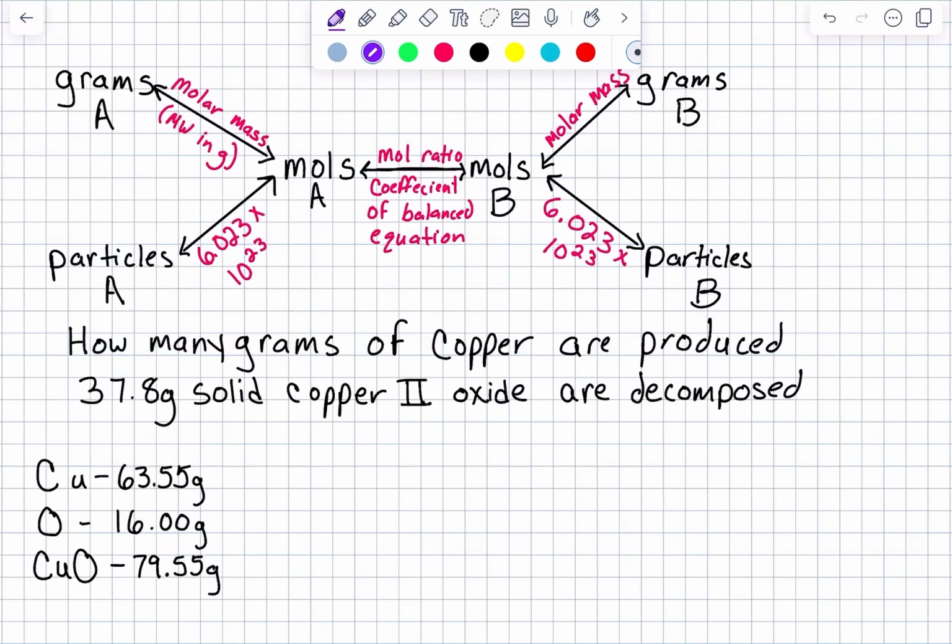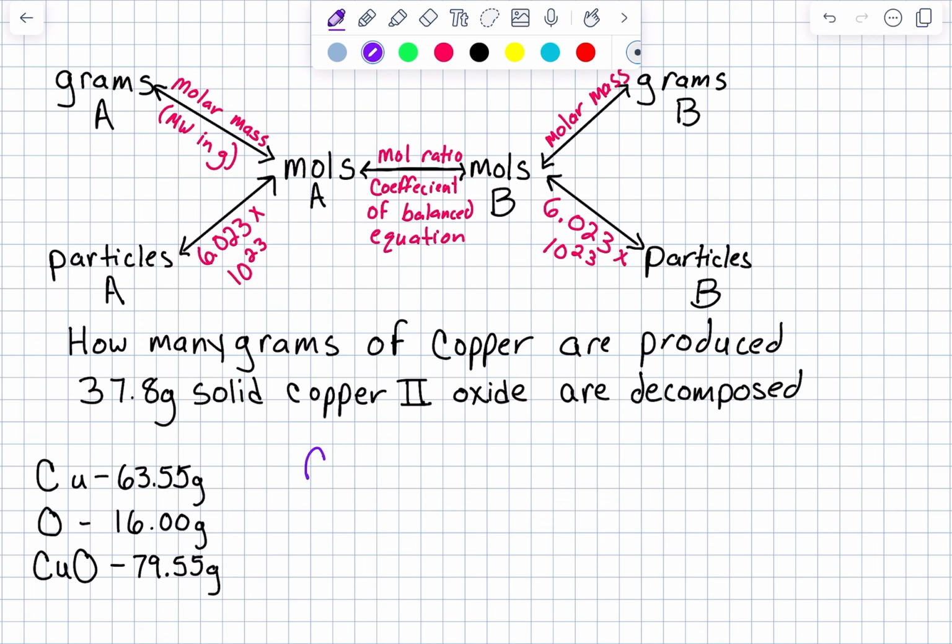So now that we know how to use our roadmap, let's go ahead and do an example problem. How many grams of copper are produced when 37.8 grams of solid copper(II) oxide are decomposed? And so this is going to be really easy to do. The first thing we need to do is write our balanced equation.